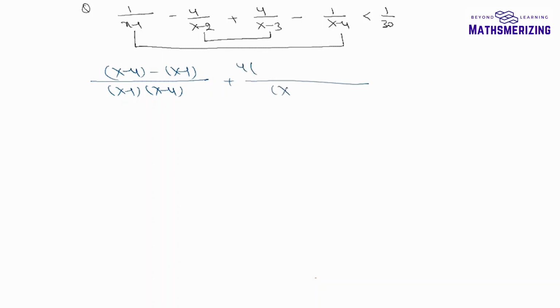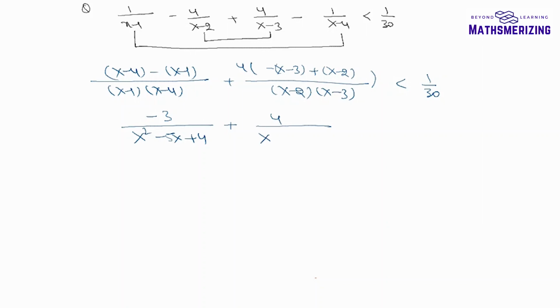And here I'll write (x-2)(x-3), and then I'll write it as minus (x-3), and then plus (x-2), and this is less than 1/30, right? So when I solve it, here x and x will cancel. I'll get -4 plus 1, so this is -3. So -3 over x square minus 5x plus 4, and here minus and minus will cancel, and I'll get plus 4 upon x square minus 5x plus 6, and this is less than 1/30.